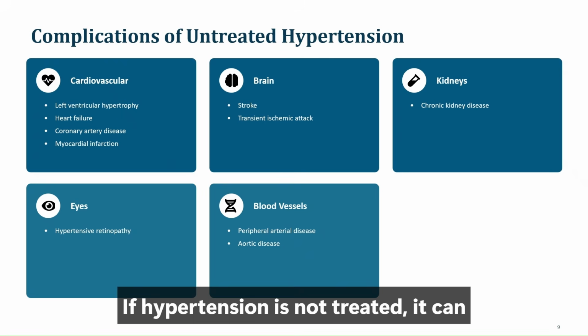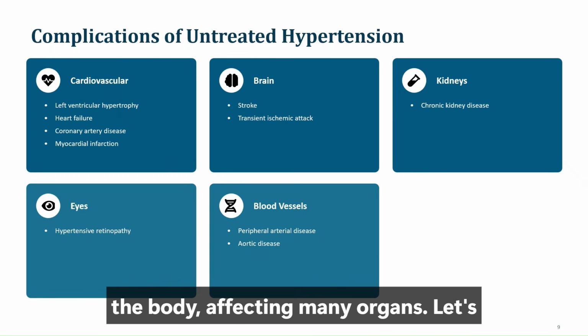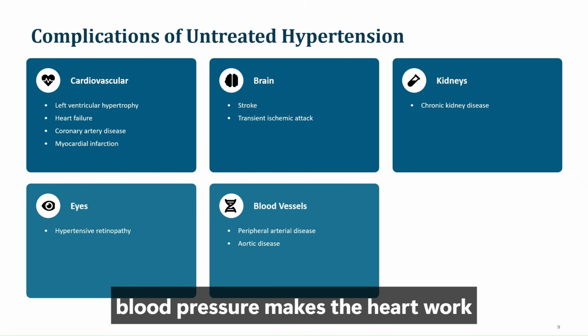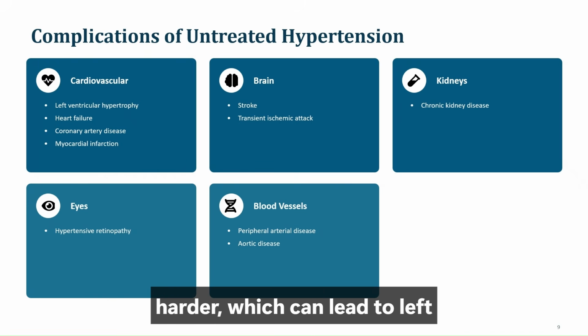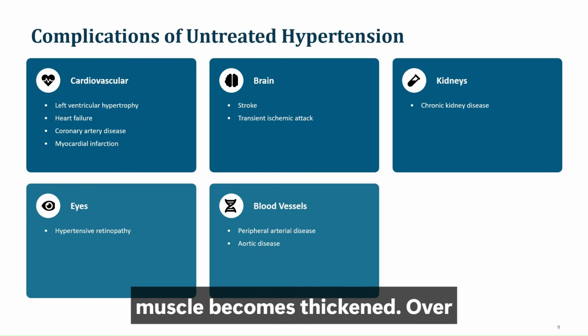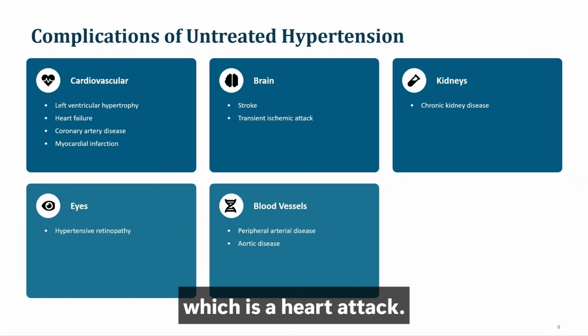If hypertension is not treated, it can gradually damage blood vessels throughout the body, affecting many organs. Let's start with the heart. High blood pressure makes the heart work harder, which can lead to left ventricular hypertrophy, where the heart muscle becomes thickened. Over time, this may progress to heart failure, coronary artery disease, or even myocardial infarction, which is a heart attack.